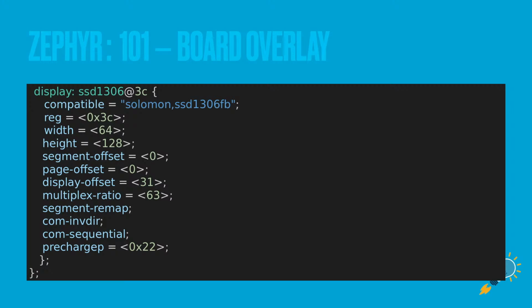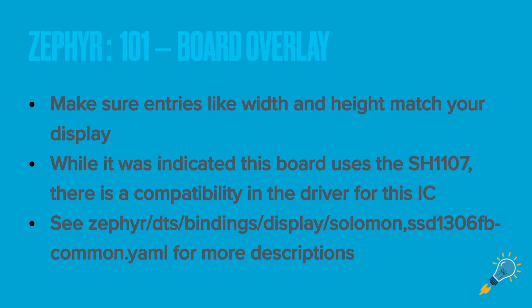We're going into this. So this is within that I2C device. We are declaring the display. We're setting it compatible to the DTS binding that it is referring to for this particular device. The more important things here are just making sure that your width and height match your display. And while we saw earlier that the board uses the SH1107, there's compatibility, but that is done in the Kconfig rather than in the device tree. So it's just something you have to look at.